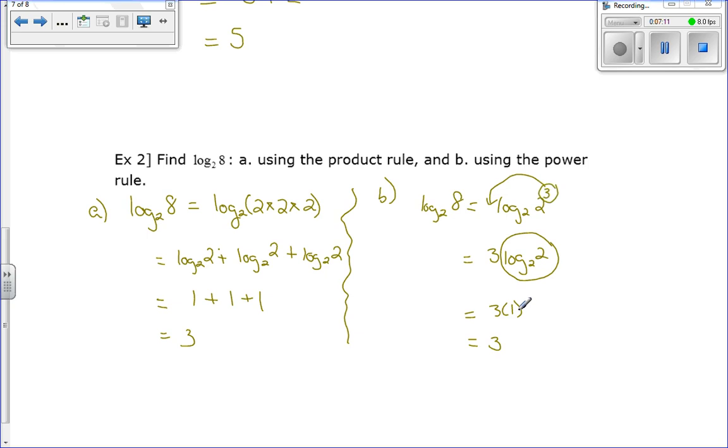So basically what I'm showing here is it doesn't matter which rule you use, you still end up with the same answer.